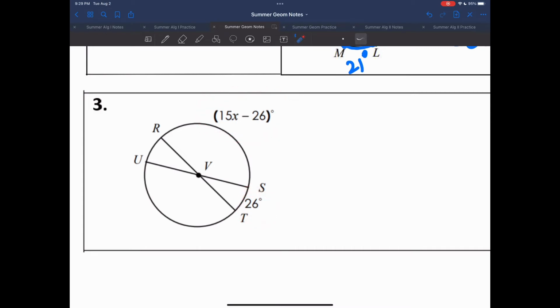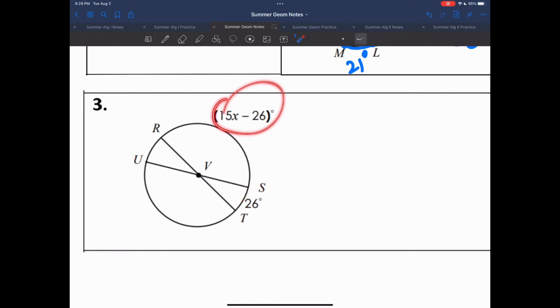Now, the mistake a lot of kids make is they say, well, can I just take this and set it equal to that? Think about that. Look at what those things represent. This thing represents this entire arc. This thing, 26, represents this little arc. Are those arcs equal? Well, no. This one's really, really big, and this is really, really tiny. So do not set these equal to each other because they are not equal.